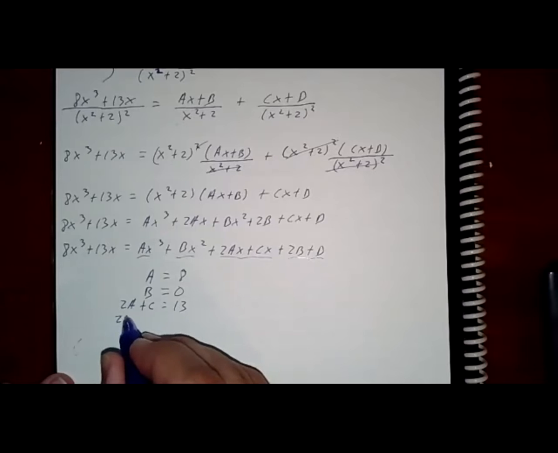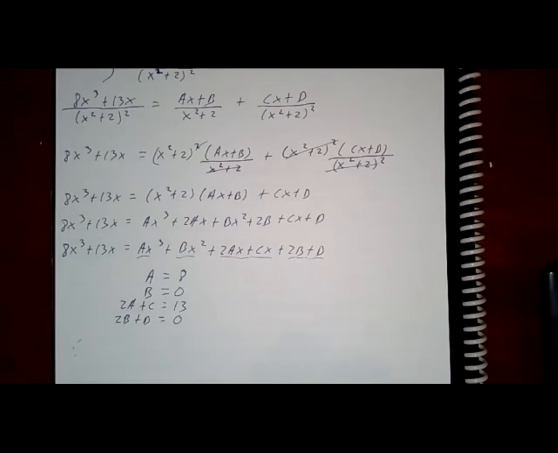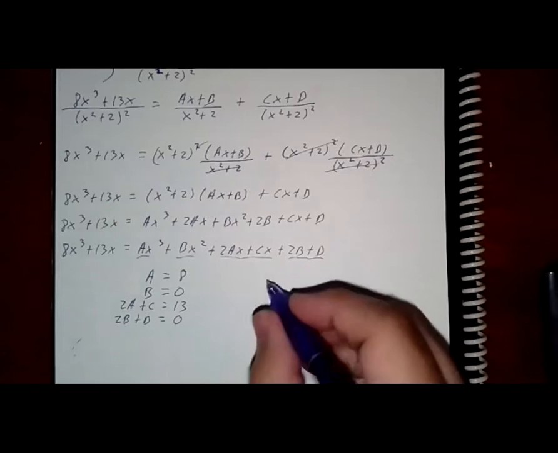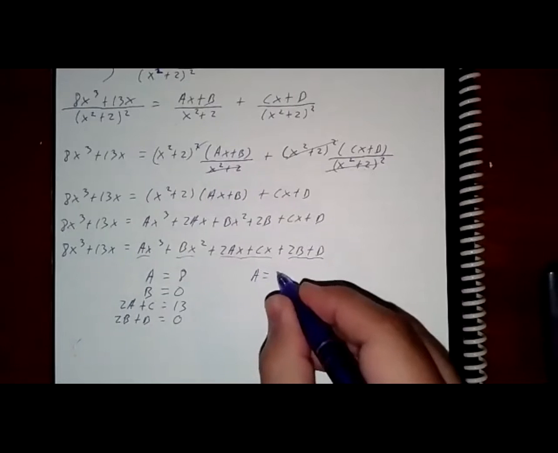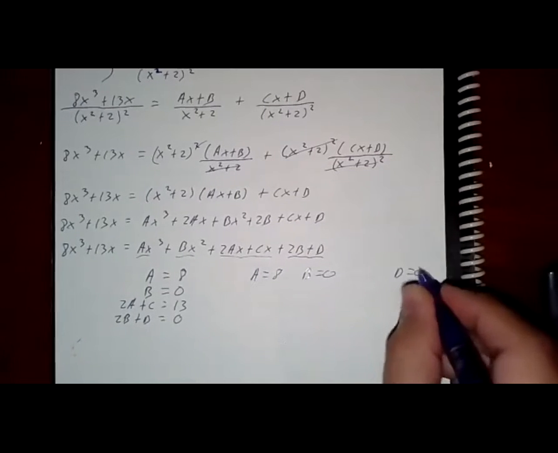2b plus d is equal to 0. There is no constant. So right away, there is no b, right? If b is 0, then d must also be 0, right? Yes. So we got a, we got b, we got d.